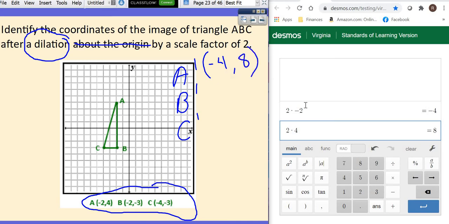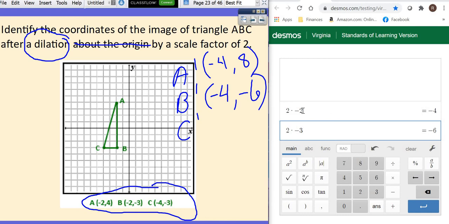When your scale factor is a fraction, your figure gets smaller. But when your scale factor is a number bigger than 1, your figure is going to get bigger. So let's do b now. b was -2 and -3. So b prime, just like the calculator tells me, is -4, -6.